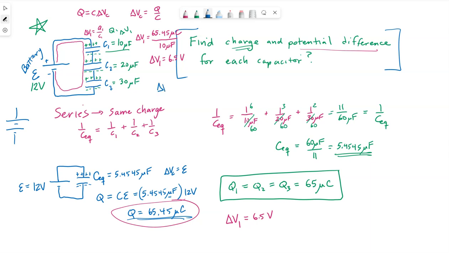But I am rounding my delta V because this is one of my answers. Delta V2 would be Q2 over C2. Same equation, but values for capacitor 2. Well, capacitor 2 has the same amount of charge, but it has a different capacitance. The micro part cancels because both of them are in terms of micro. Here, I'm getting 3.27, but my answer should only be in 2 sig figs, so I will write it as 3.3.